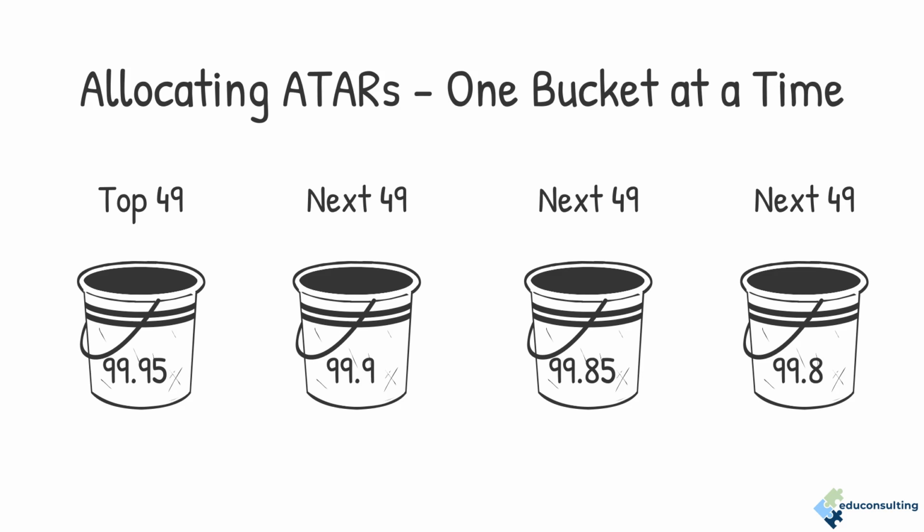Each time we have a bucket that is worth a 0.05 ATAR increment, and 49 students can fit in there each time. Now, the lower the ATAR scores get, the more spaces are kept free for students who didn't actually receive an ATAR, but if they had applied, we're estimating they would fit there. And that's really it. That is how the ATAR scores are calculated.